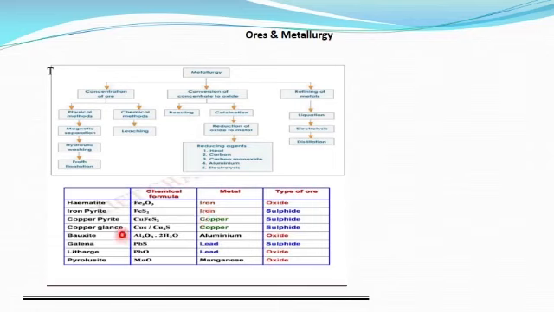And here in this table the chemical formulas of ores of different metals are given. For example, hematite, Fe2O3, is an ore of iron. For copper, the ores are copper pyrites and copper glance. For aluminium, the important ore is bauxite. Lead, galena, and manganese, pyrolusite. These are the important ores of different metals.